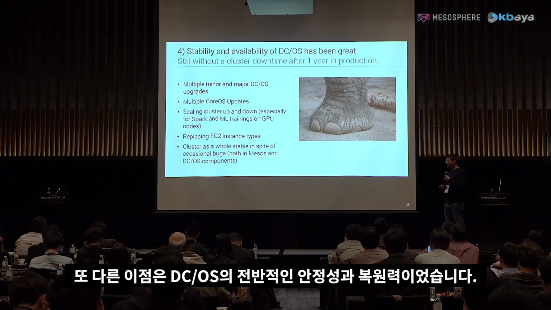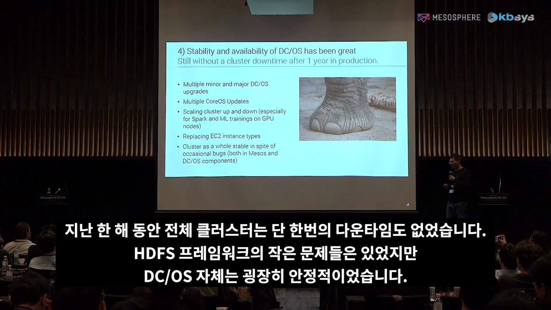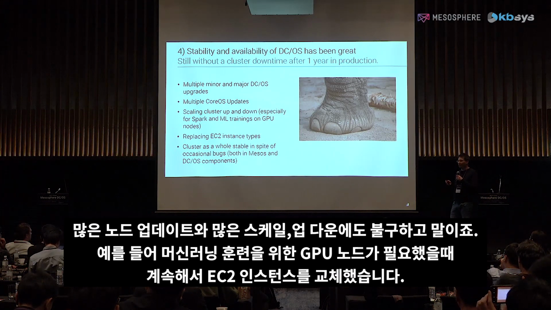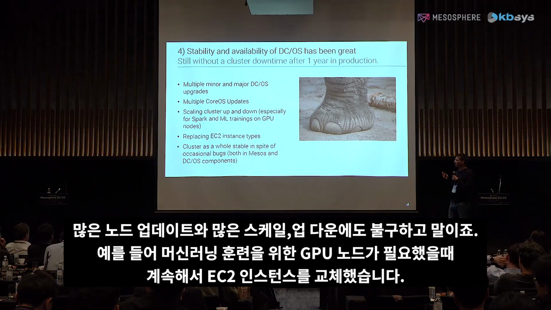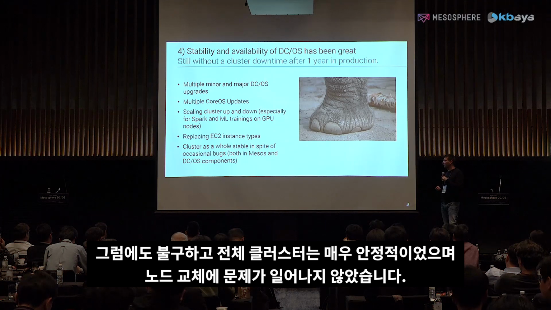Another very positive experience was the overall stability and resilience of DC/OS. So far we have been without any downtime of the whole cluster for the last year. We had some issues with the HDFS framework, but DC/OS itself was very, very stable. I mean, we did multiple CoreOS updates of the nodes. We keep scaling the cluster up and down. For example, if we need GPU nodes for machine learning training, we keep replacing EC2 instances. And despite all of this, the cluster as a whole has been very, very stable and didn't really care about nodes being replaced.